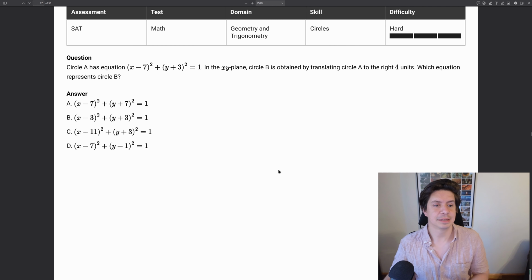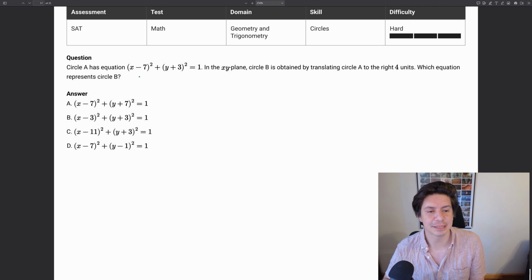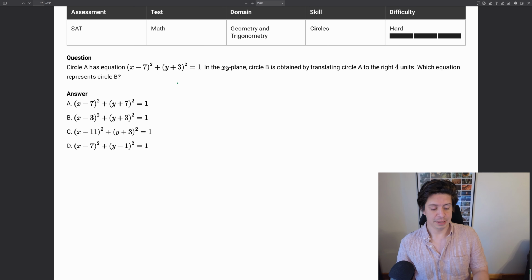All right, so let's see this one here. Circle A has equation (x minus 7) squared plus (y plus 3) squared equals 1 in the xy plane. Circle B is obtained by translating circle A to the right 4 units. Which equation represents circle B?